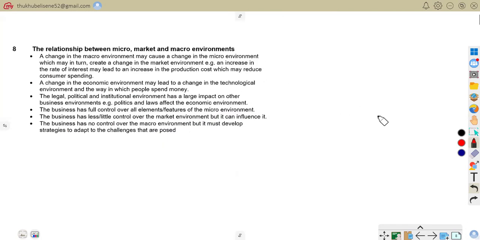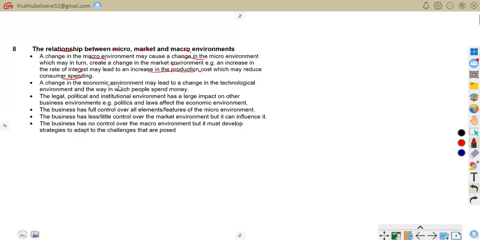So now we are on the relationship between micro, market and macro environments. A change in the macro environment creates a change in the micro environment, which in turn creates a change in the market environment. For example, an increase in the rate of interest, which is macro, may lead to an increase in the production costs, which is micro, and which may reduce consumer spending. Here now we are talking about the market. See, this is the relationship that you're talking about of these three.